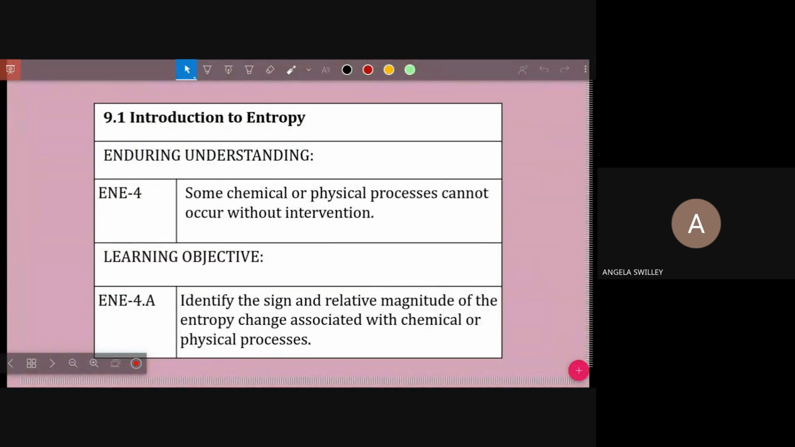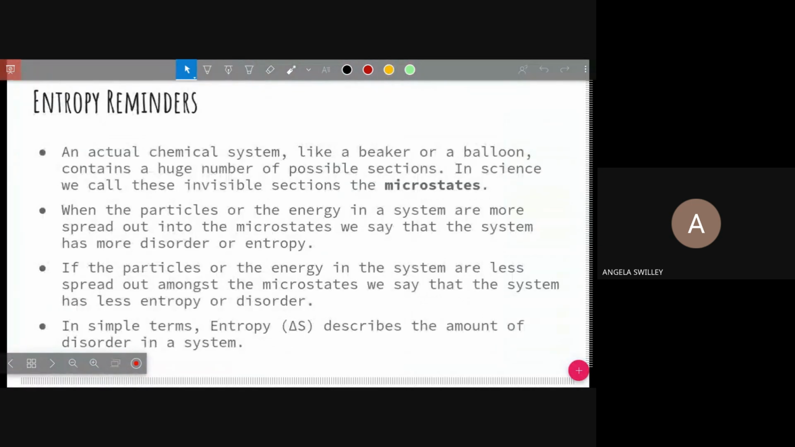You need to be able to identify the sign and relative magnitude of the entropy change associated with chemical or physical processes. Entropy reminders. We actually learned about entropy in the 7.14 lesson. Sometimes I'm going to put that in Unit 9, sometimes it may be in Unit 7. But we have already talked a little bit about entropy.